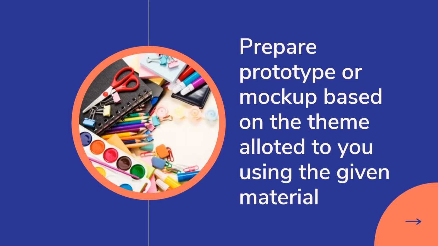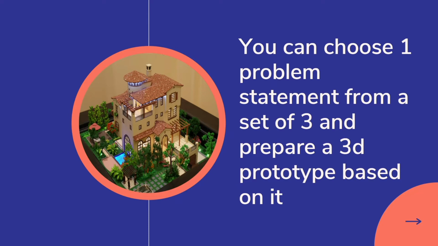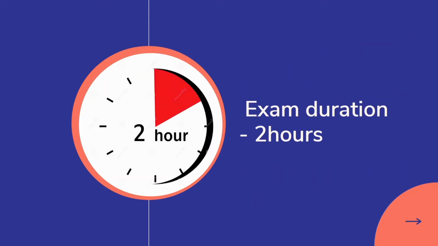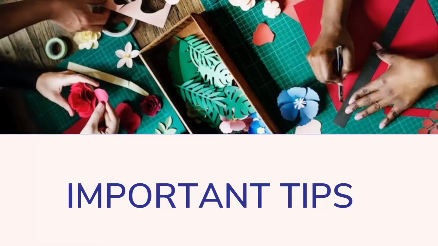Next is prepare prototype or mock-up based on the theme that is allotted to you using the material you have been given. Next is you can choose one problem statement from a set of 3 problem statements. 2 or 3 problem statements are there. You have to choose one statement and you need to prepare a 3D prototype based on that. Now the exam duration is around 2 hours, so you need to complete all the 3 steps in the 2-hour limit. So you need to manage your time wisely.